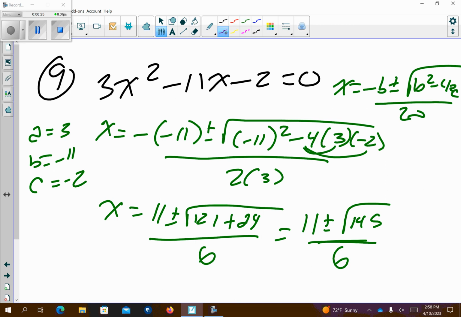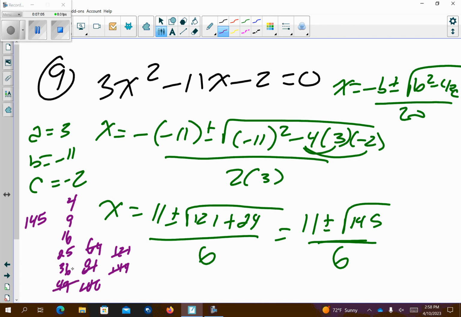And let's see over here. Does 145 break down to a perfect square? Let's see. Maybe 9 goes into it? No, 9 doesn't work. 4 doesn't work. Let's see. I've got 4, 9, 16, 25, 36, 49, 64, 81, 100, 121, 144. So none of these are going to work. 49 times 3 is not going to work.